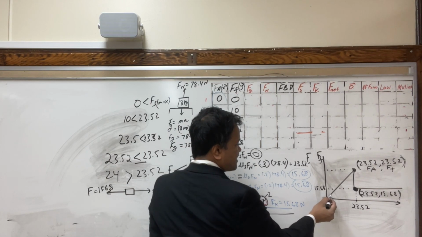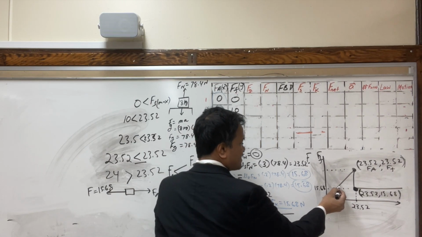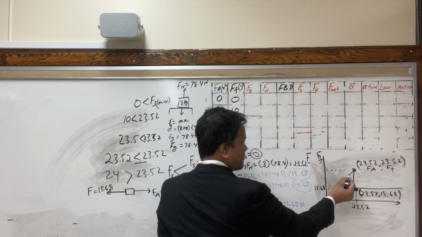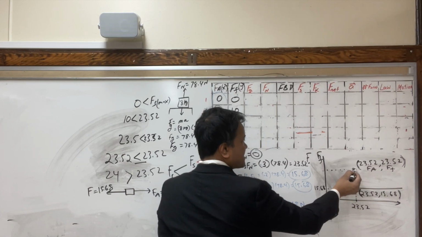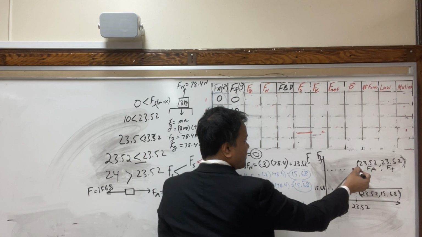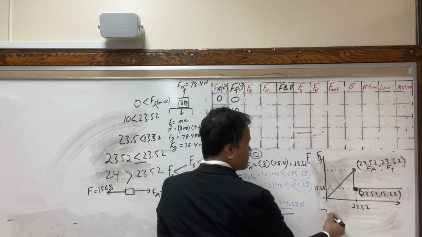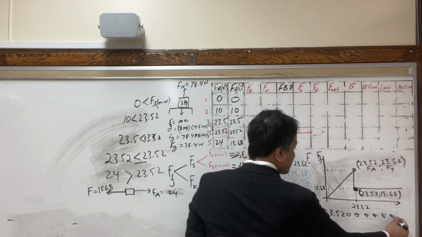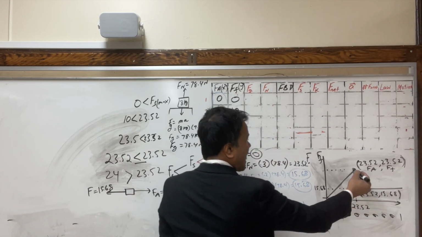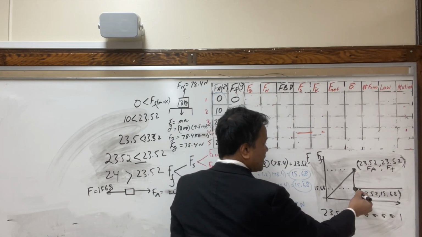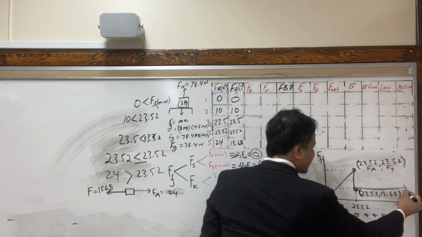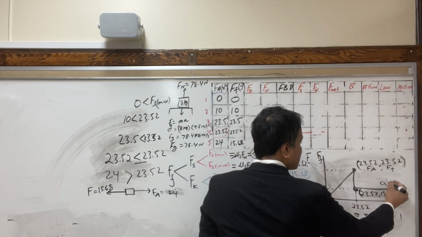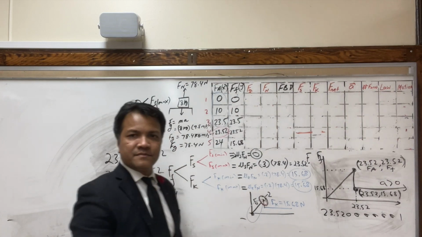Newton's first law at rest, Newton's first law in motion. If it is 23.52 or 23.5200000001, a little bit more, then it becomes Newton's second law, because then the object is accelerating. Okay, good.